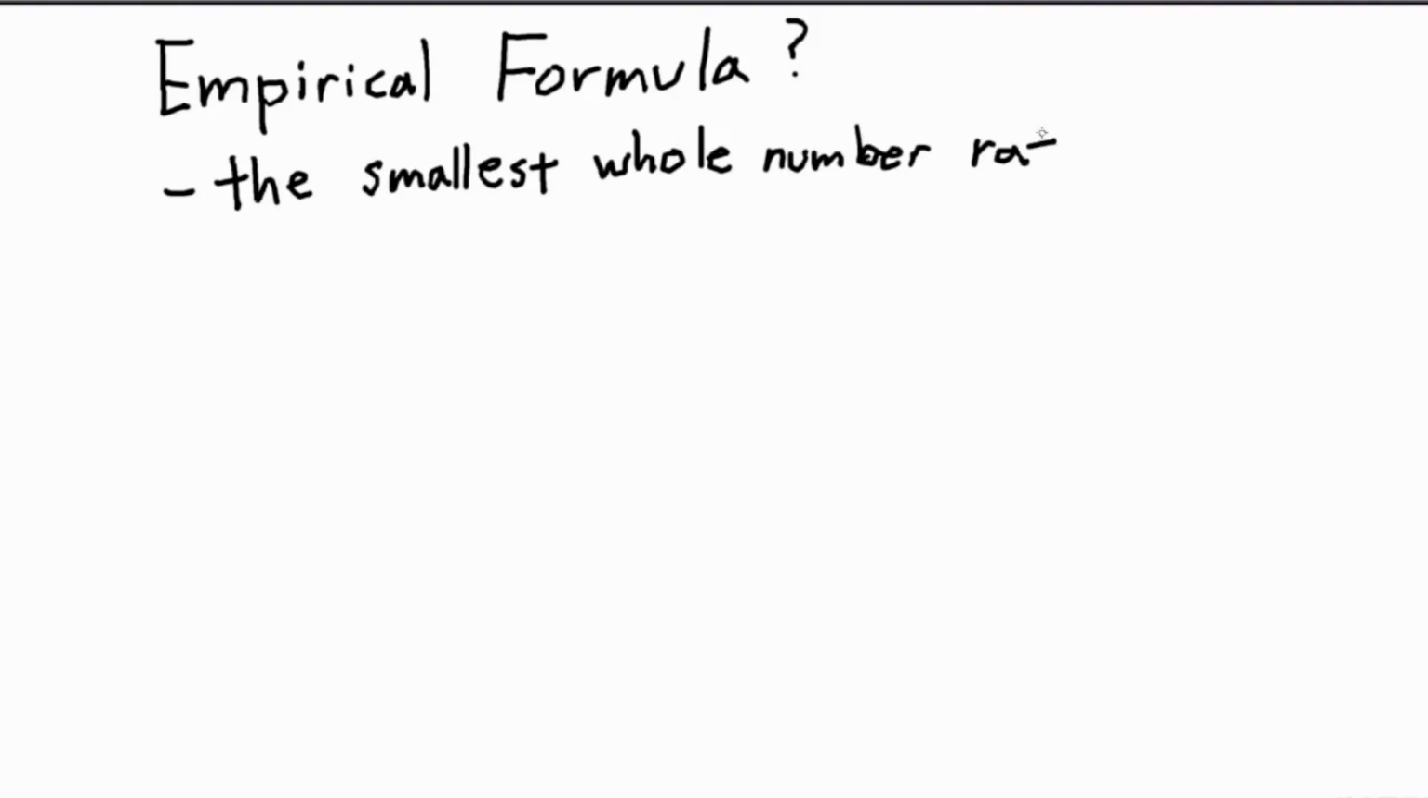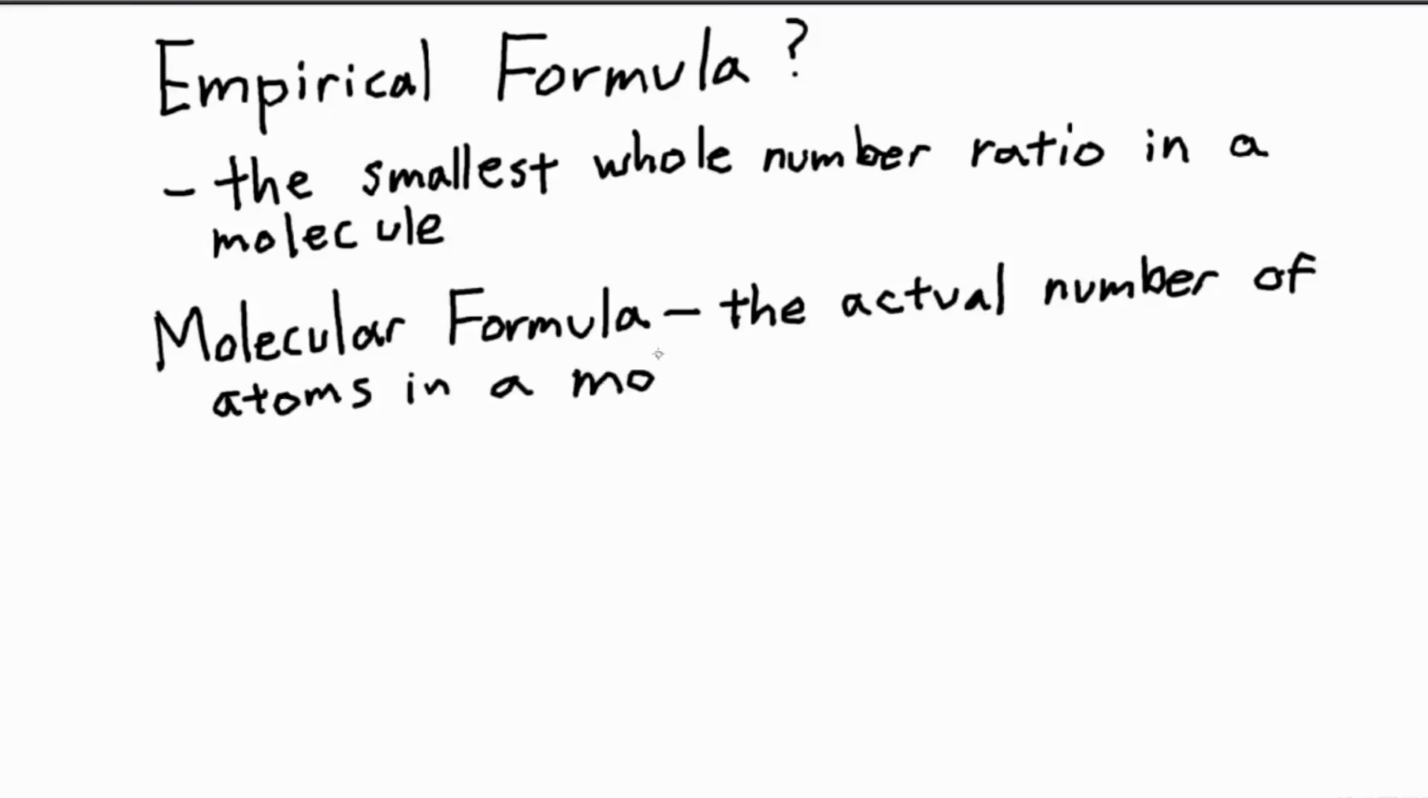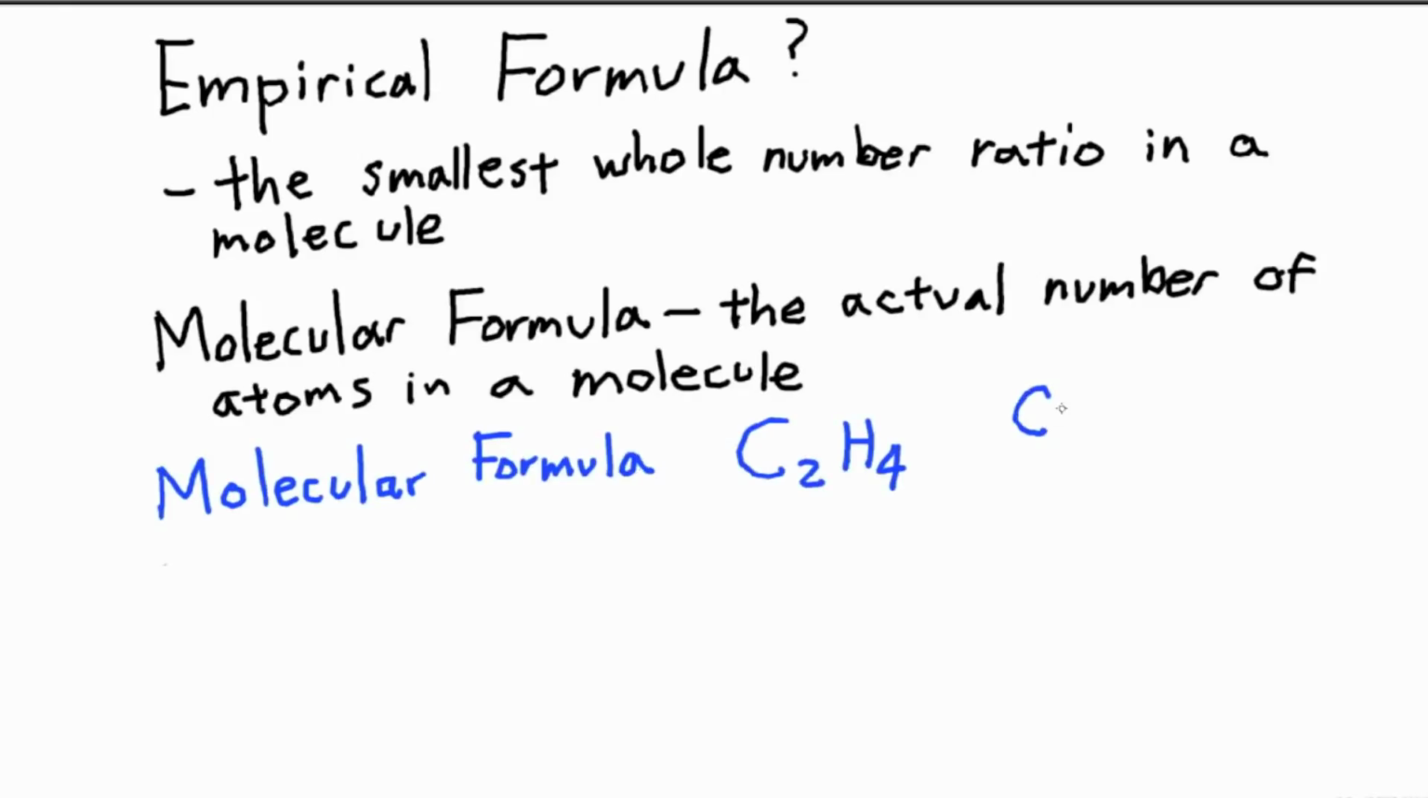Alright, so moving on. An empirical formula is the smallest whole number ratio of atoms in a molecule. This is often confused with a molecular formula, which is the actual number of atoms in a molecule. So for example, a molecule of ethylene, which is C2H4, would have 2 carbons and 4 hydrogens. So that's the molecular formula.